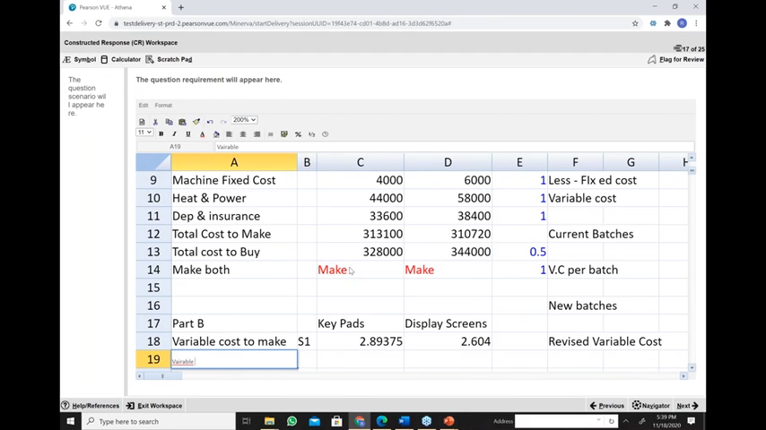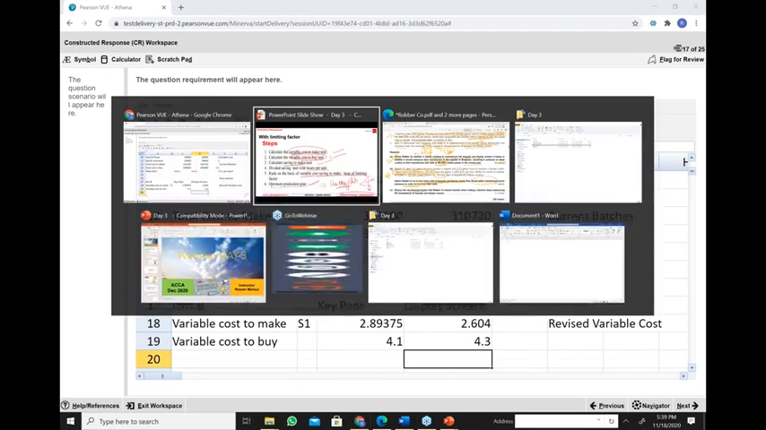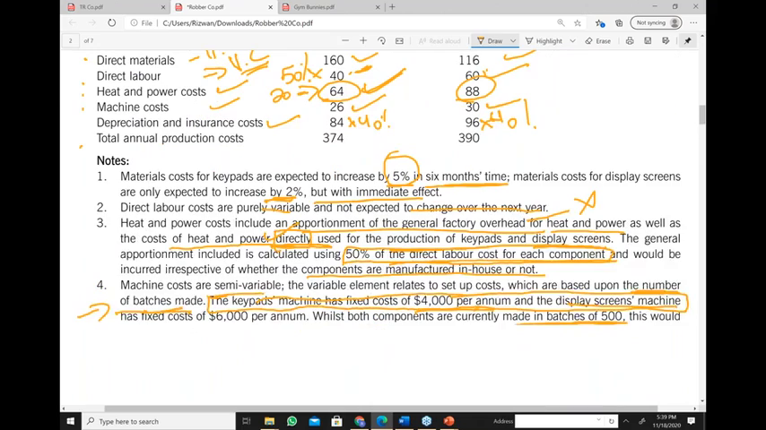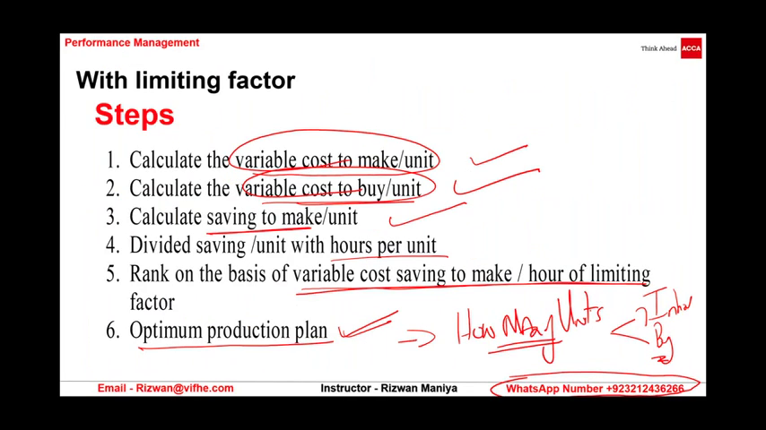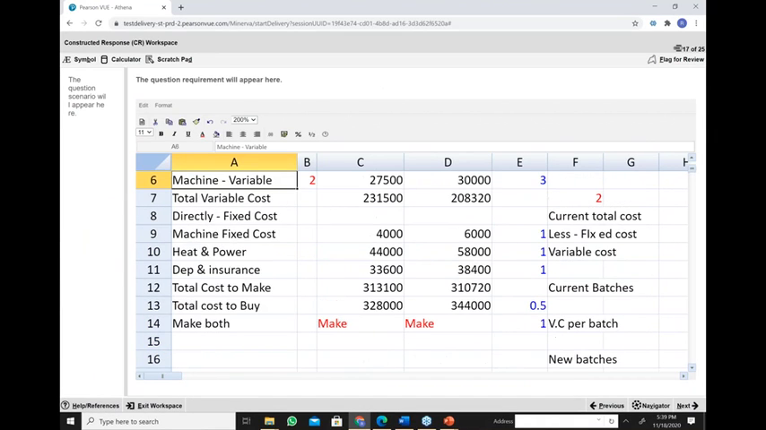Now variable cost to buy. Let's work out variable cost to buy per unit, which is given to us. Yeah, it's 4.1 and 4.3. Okay, easy, right? Let's cross check it. Now, the third step is what? Calculate saving to make per unit. Saving to make per unit.